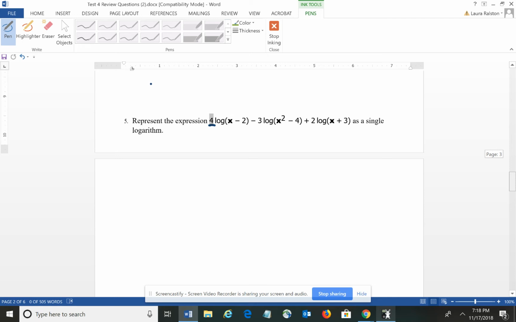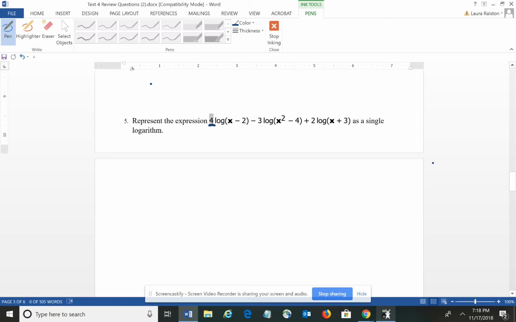All right, the next question asks you to represent the expression 4 log of x minus 2 minus 3 log of x squared minus 4 plus 2 log x plus 3 as a single logarithm. At the moment we have 3 logarithms, so we have to use the properties of logarithms to rewrite this so that you only have 1 log.